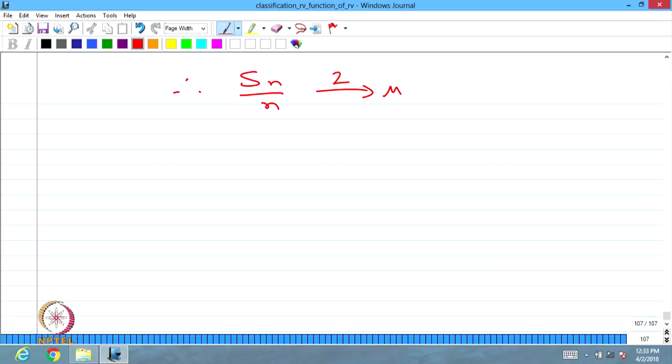I have already written Xn by n as x bar. So x bar converges to mu in second order moment. In statistics, we use the x bar, that is the sum of random variables divided by n, from the n random variables, and we call it the sample mean. For a sequence of random variables having mean mu and variance sigma square, mu is called the population mean.